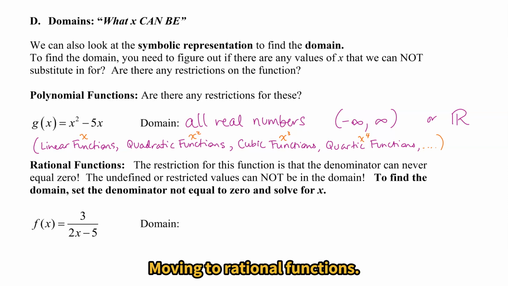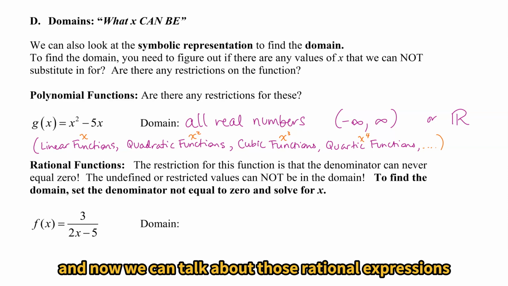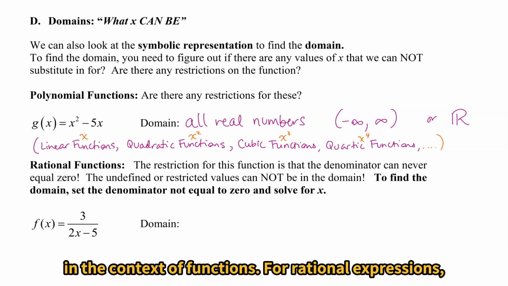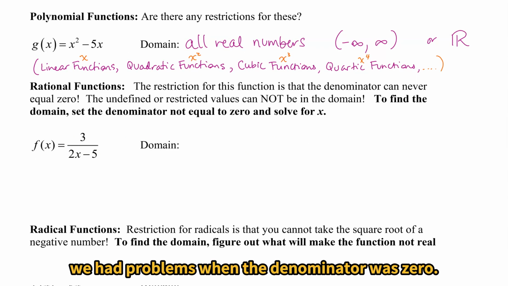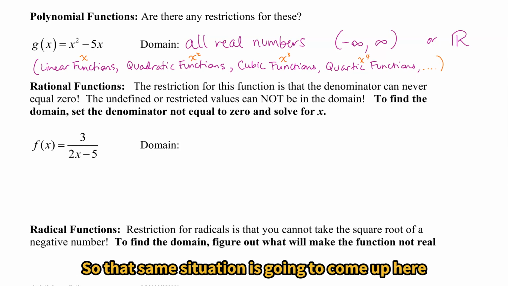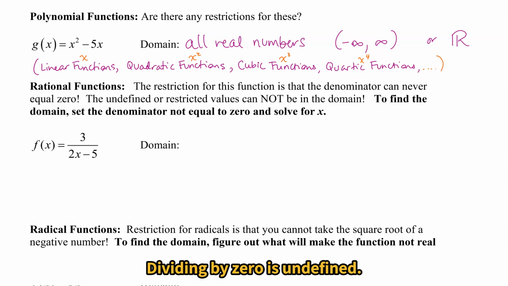Moving to rational functions, we just finished our chapter on rational expressions, and now we can talk about those rational expressions in the context of functions. For rational expressions, we had problems when the denominator was 0. So that same situation is going to come up here with functions. I am not allowed to divide by 0. Dividing by 0 is undefined.